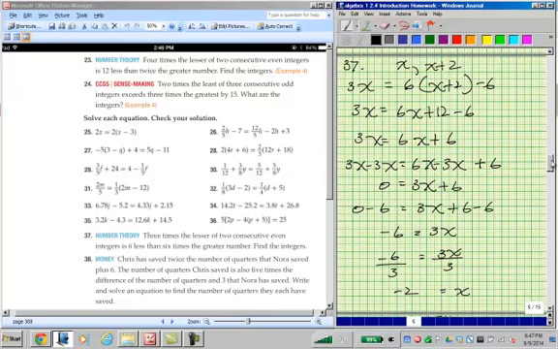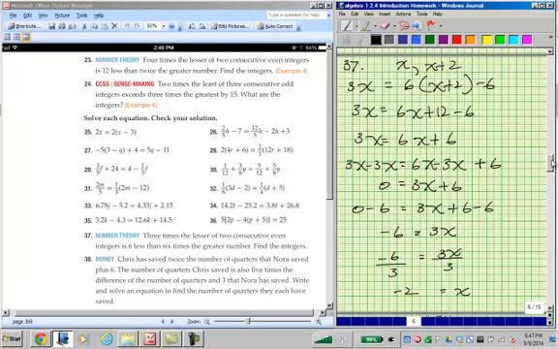37. Number theory. 3 times the lesser of two consecutive even integers is 6 less than the greater number. Find the integers. Okay. So the two numbers are x and x plus 2. x is the smaller number. x plus 2 is the bigger number.